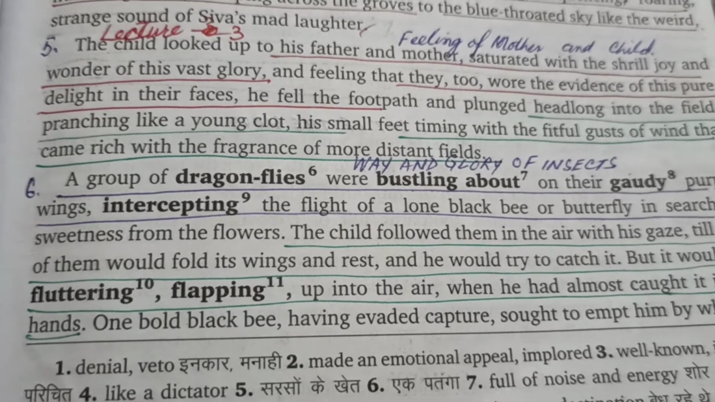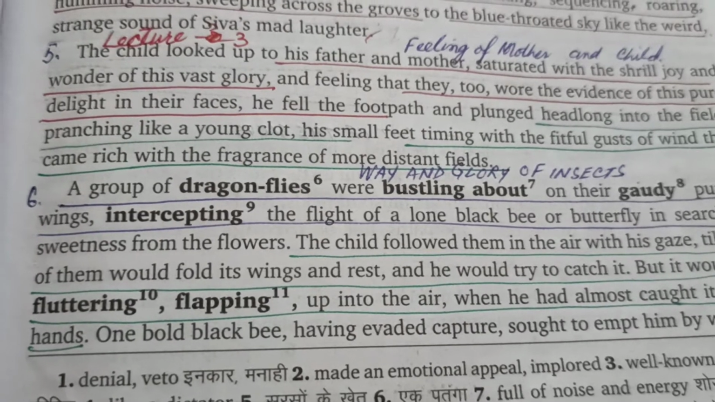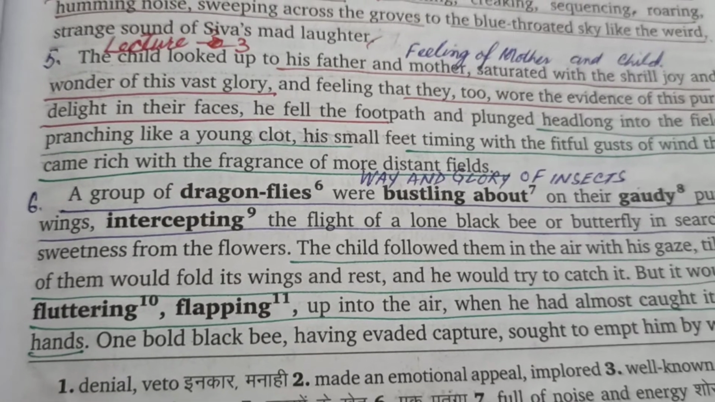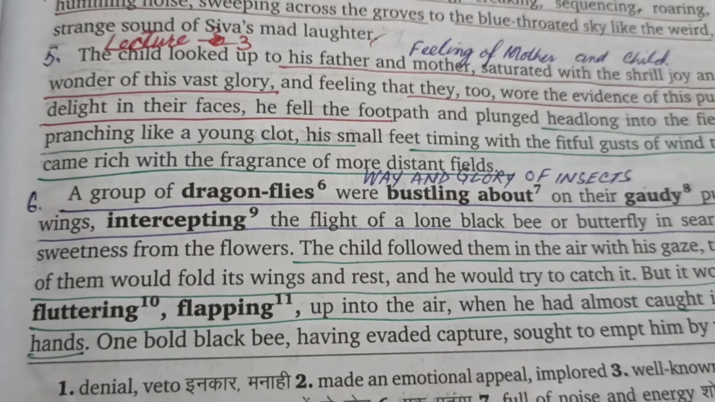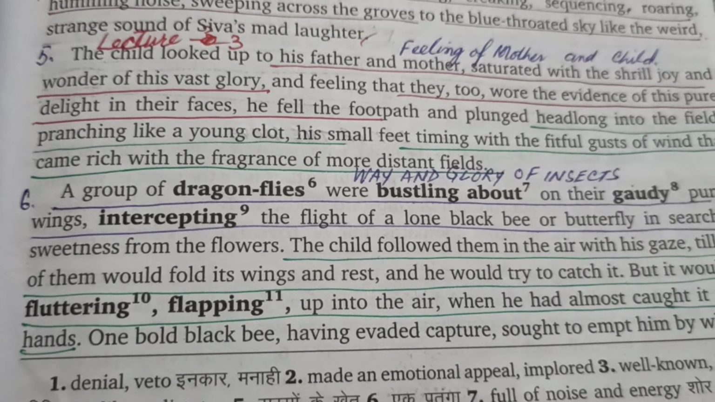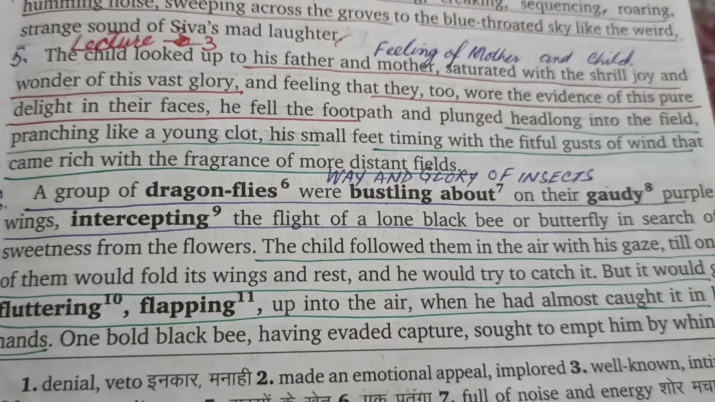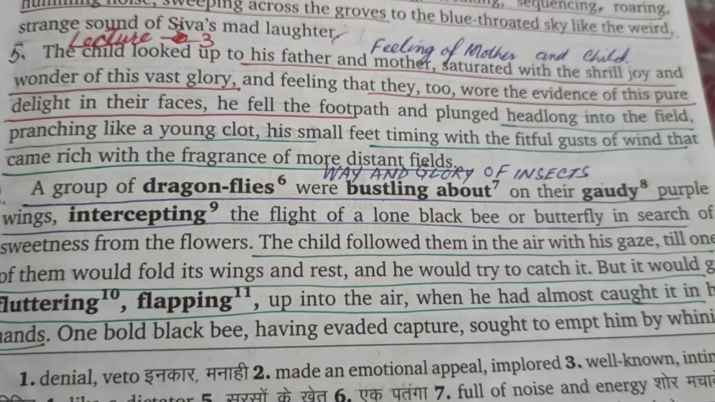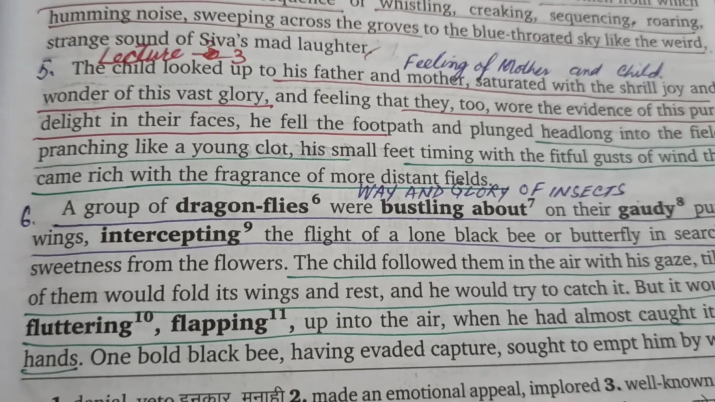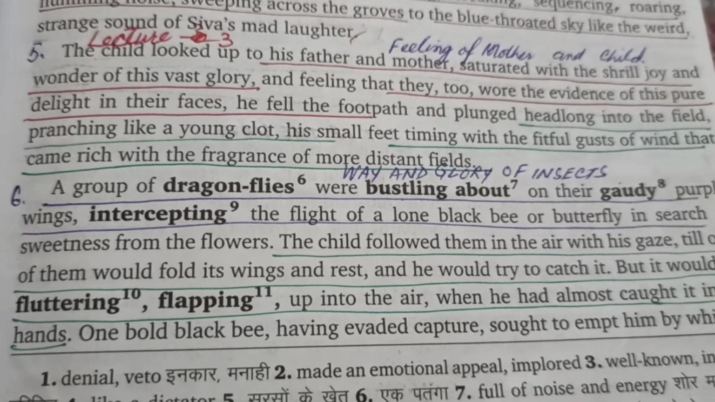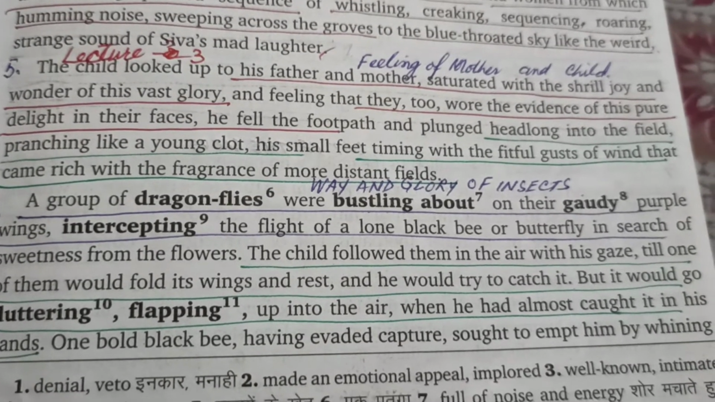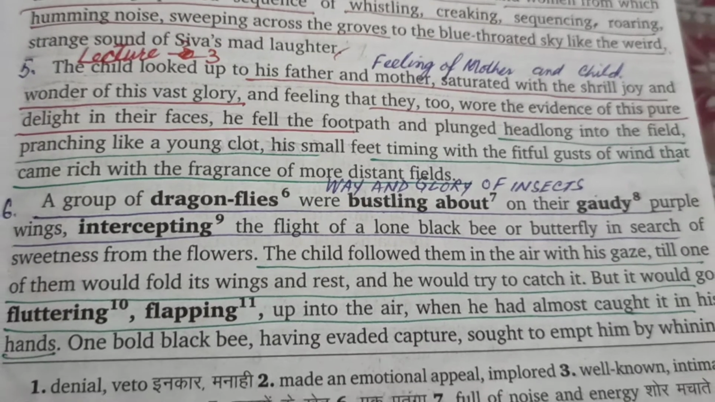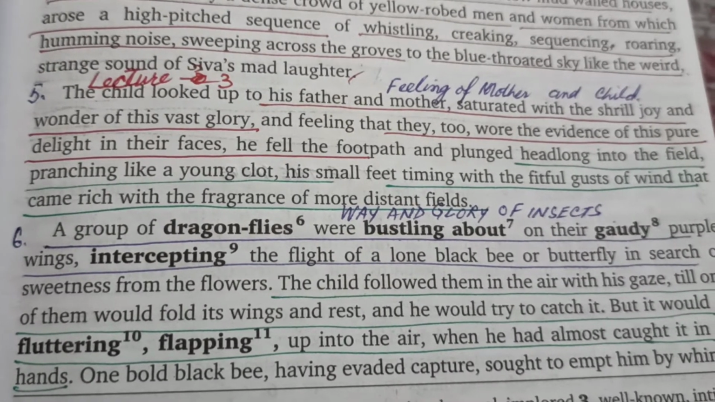The boy was stepping up on the narrow footpath of the fields and plunged headlong into the field. He was jumping, acting, prancing across the field like a young colt, like a baby of the horse. His small feet, teeming with the peaceful gusts of wind, means his quick feet, his brisk steps were being disturbed by the heavy gust of the wind, and he was feeling the rich fragrance of the dust of the fields. At the same time, the boy was attracted to a group of dragonflies which were bustling and flying around him, and their gaudy and purple wings were giving interest to the boy.